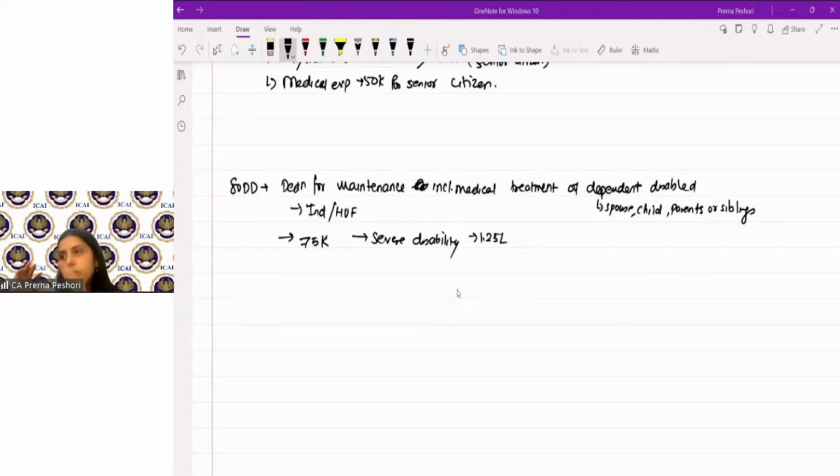And in case that dependent disabled dies before the person who has taken any scheme for this person, right? There is also a scheme available where you can deposit with LIC. So then the amount will be taxable in the hands of that particular person. Are we clear?